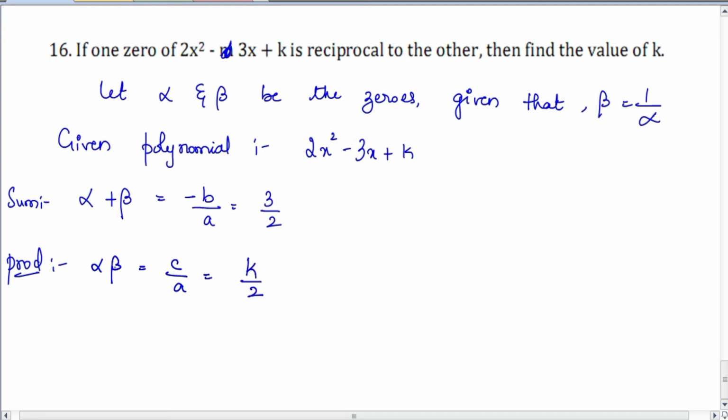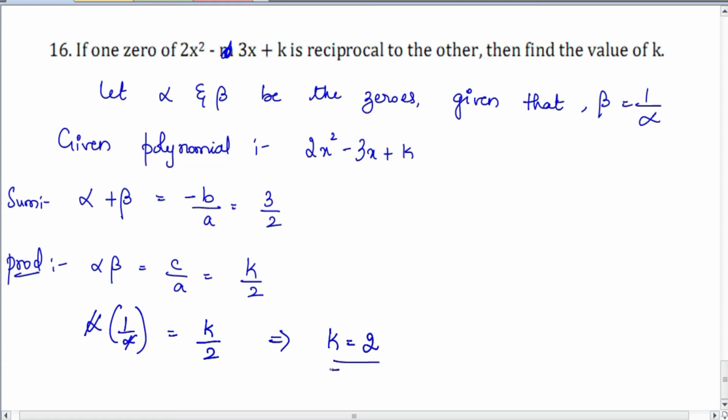Now we need to know what is alpha into beta, right? Here alpha plus beta is 3 by 2. Here I am going to write beta as 1 by alpha. Beta is 1 by alpha. So this is equal to k by 2. So alpha gets cancelled, and we have 1 is equal to k by 2. So k is equal to 2. Okay, so this is the answer.